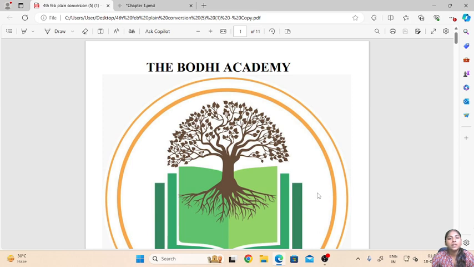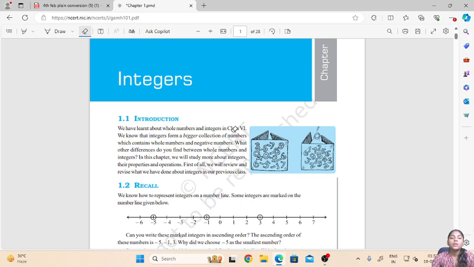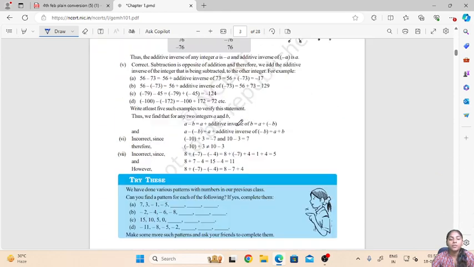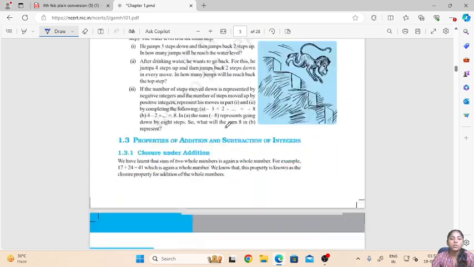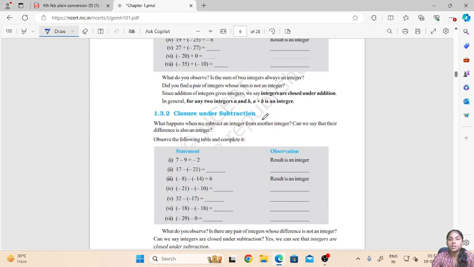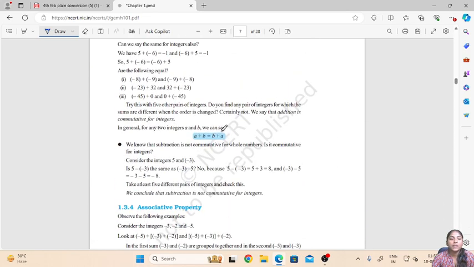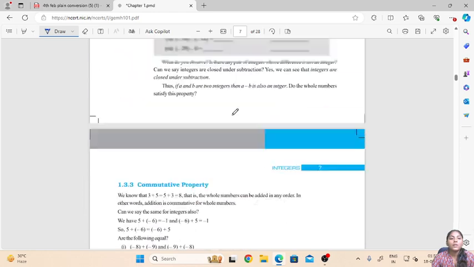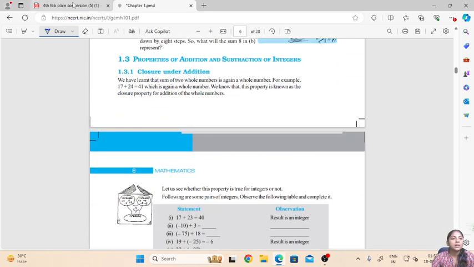In today's video, we will continue the class 7 math chapter, that is integers. In the last video, we have seen what are integers and some of the basic exercises we have solved in the first video. So in today's video, we will learn about the properties of addition and subtraction of integers. These properties include closure under addition, closure under subtraction, commutative property, associative property and additive identity. All these 5 properties we will learn in this video.